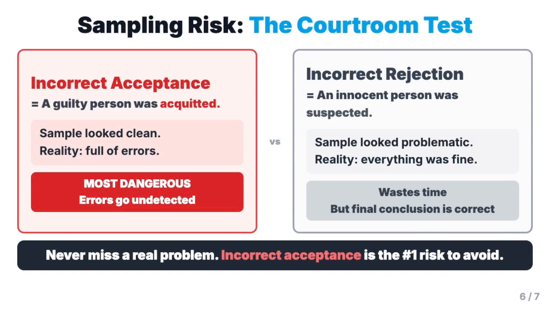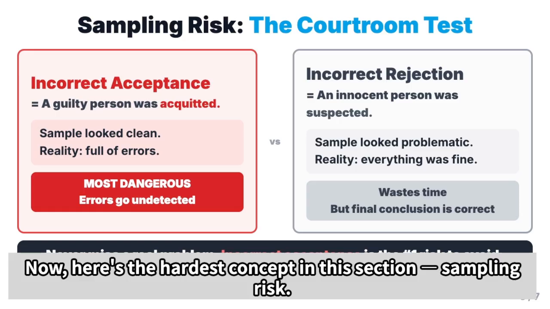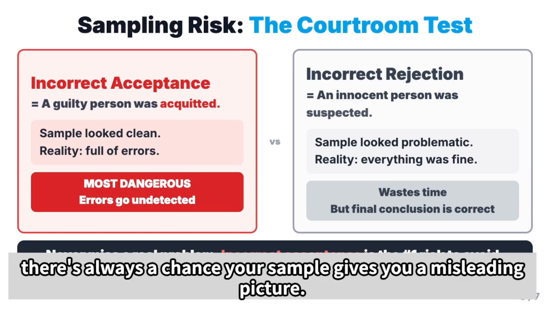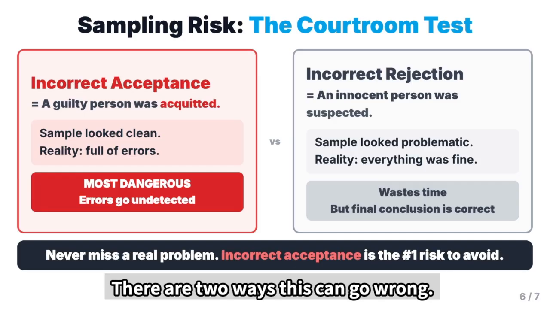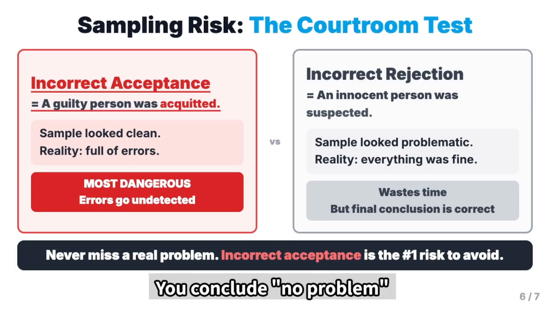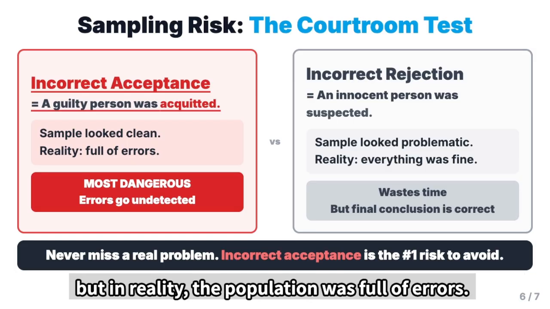Sampling risk. The courtroom test. Now, here's the hardest concept in this section. Sampling risk. Because you are only testing a subset, there's always a chance your sample gives you a misleading picture. There are two ways this can go wrong. The first, and most dangerous, is incorrect acceptance. You conclude no problem, but in reality, the population was full of errors.